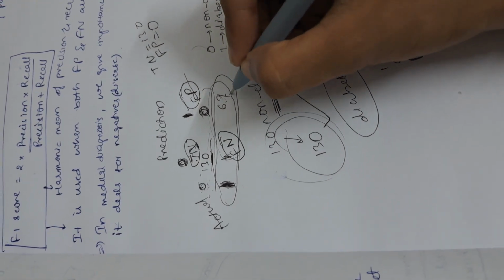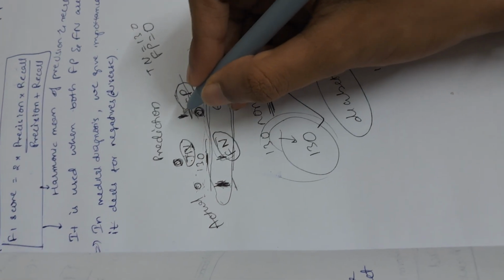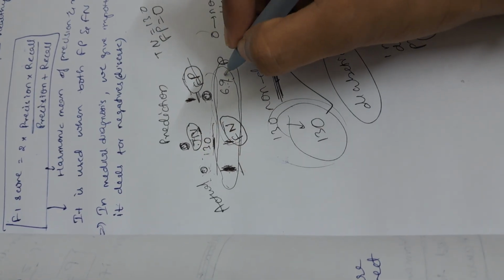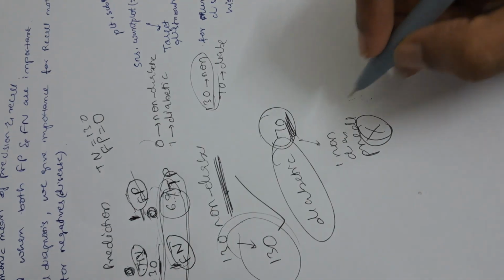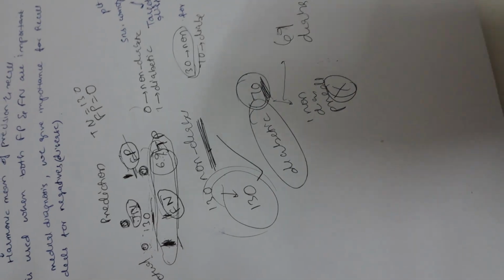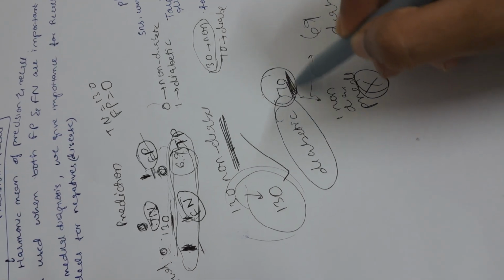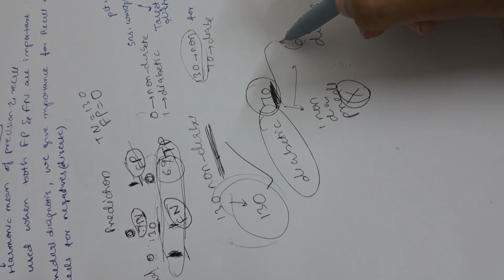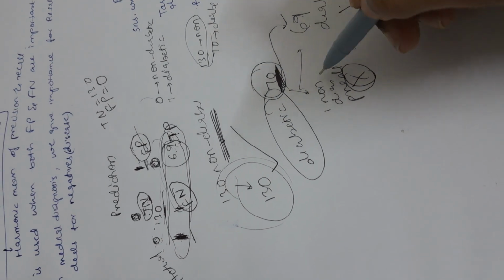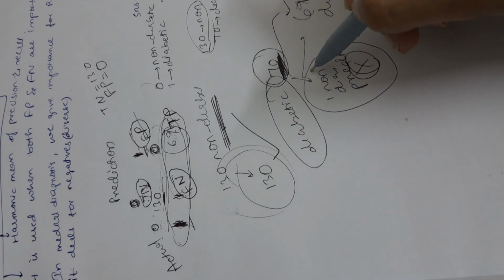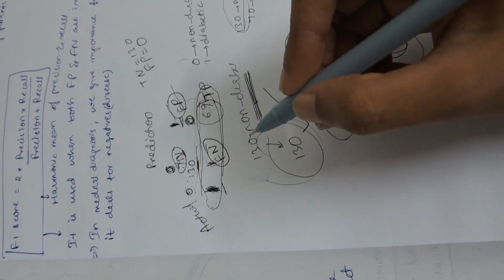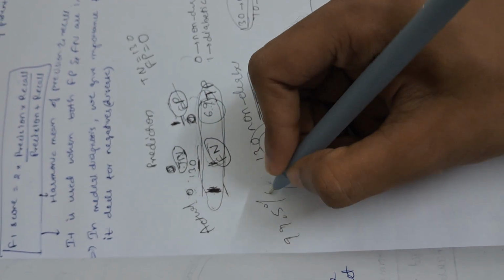Next, 69. 1, 1: predicted positive, diabetic, and actually they are also positive. It is true. So out of the actual 70 diabetic patients, you have predicted 69 correctly as diabetic. One patient, though he is diabetic, you have predicted as non-diabetic, which is incorrect. So one mistake you have made, that's why it is 99.5% accurate.